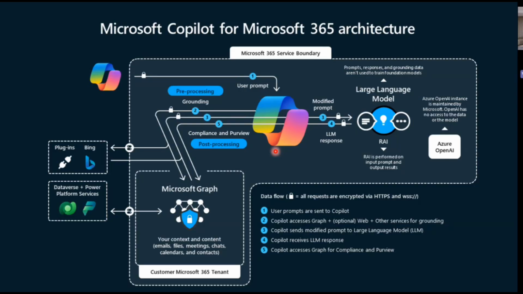And then from grounding it goes to Microsoft Graph. Microsoft Graph is an API provided by Microsoft, which is more into reading your context, your content, your email, files, every data.